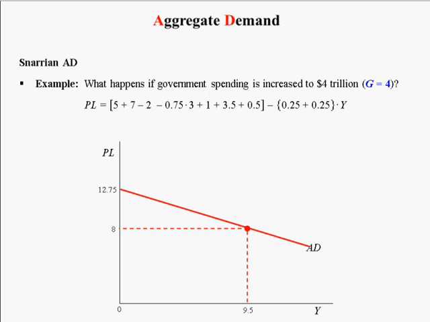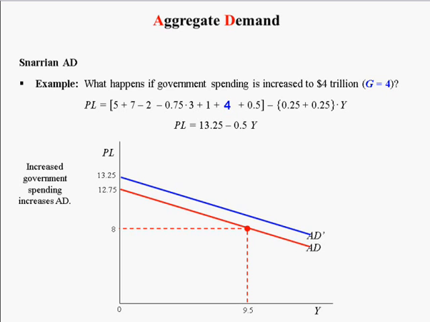So let's ask the question, what happens if government spending is increased to $4 trillion? It was 3.5. It is $4 trillion. So replace 3.5 with $4 trillion. And just like the aggregate expenditure model, the aggregate demand model shifts up by the same amount. Now remember, the aggregate planned expenditure model had a positive slope. This aggregate demand curve has a negative slope, but they both shift up in parallel for the same exact reason.